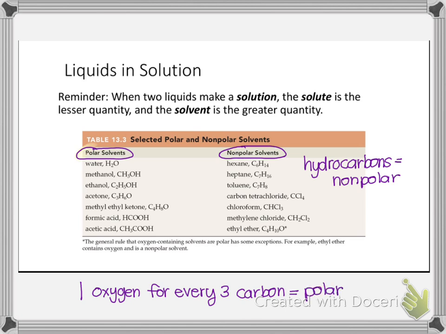Now, I look at the polar solvents listed in your textbook, and water is definitely polar. Just memorize that. The other ones all have carbons and hydrogens, but then they have the oxygen, which then increases their polarity. The only one that seems to not follow the 1 to 3 rule is the methyl ethyl ketone. So that must be an exception and has to do with it being a ketone. But it's included as a polar solvent.